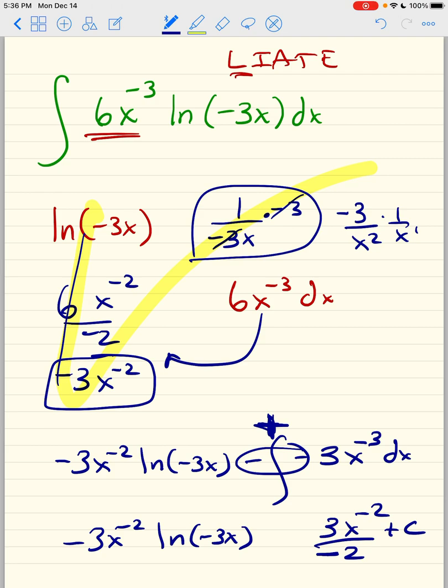So there's a negative here, you could just put it right here, and then make this positive. So that's how you do these LIATE problems. So I hope you understand it. Go back and watch the video slowly if you don't.